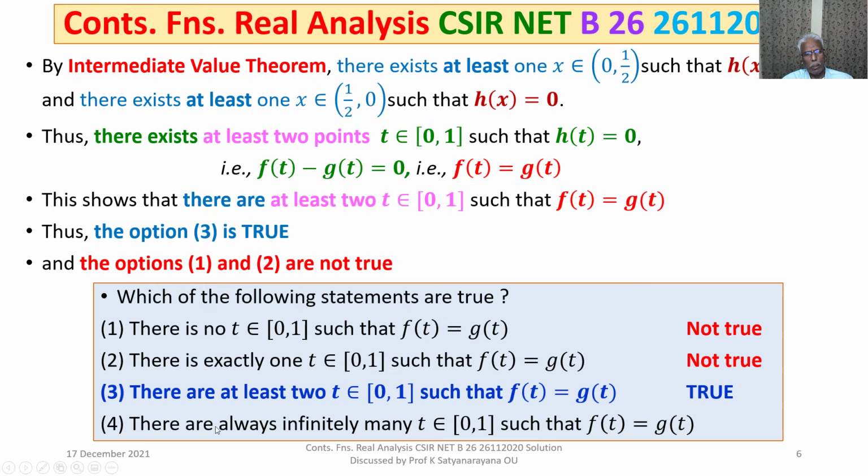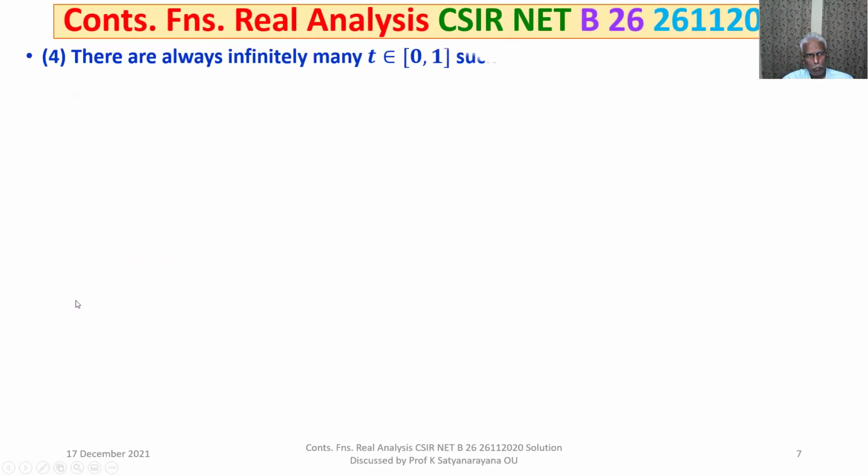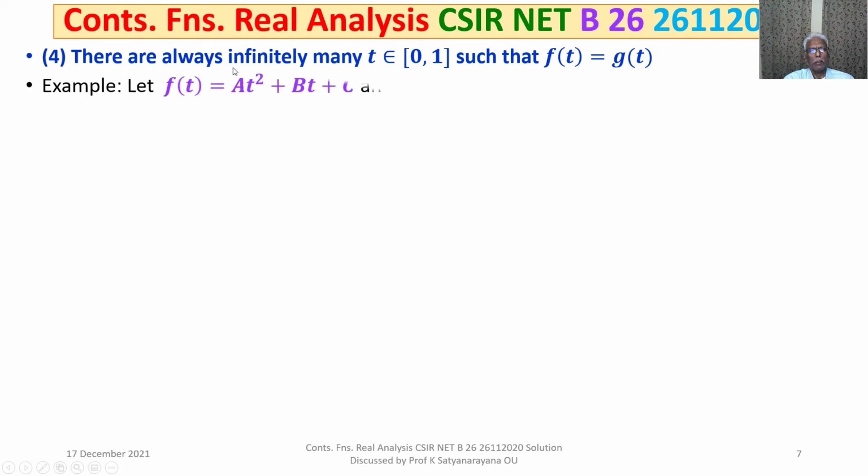There are always infinitely many t belongs to 0 to 1 such that f of t is equal to g of t. So, we will discuss option 4 in the next slide. Option 4 is here and we will see the validity of this statement. And we will show that this is not the case, that this is not true. So, for that we consider a counter example.